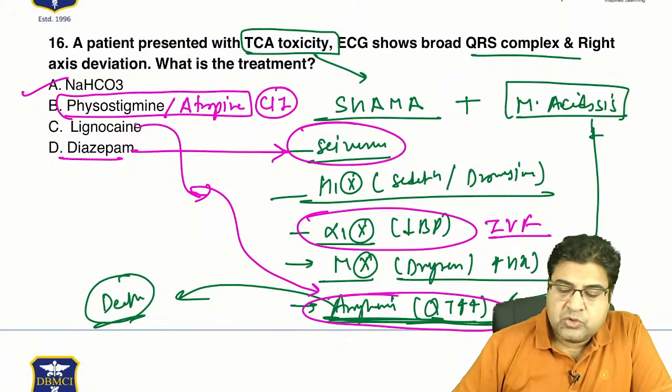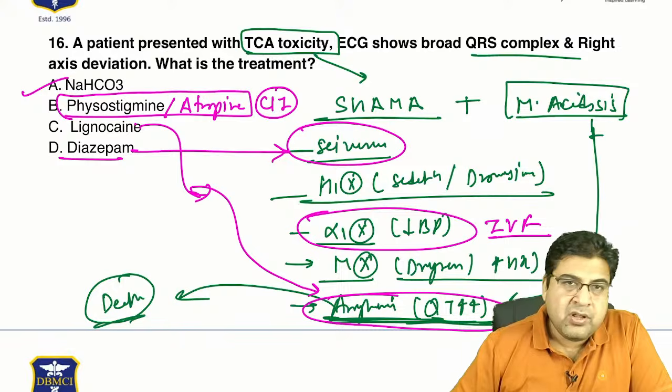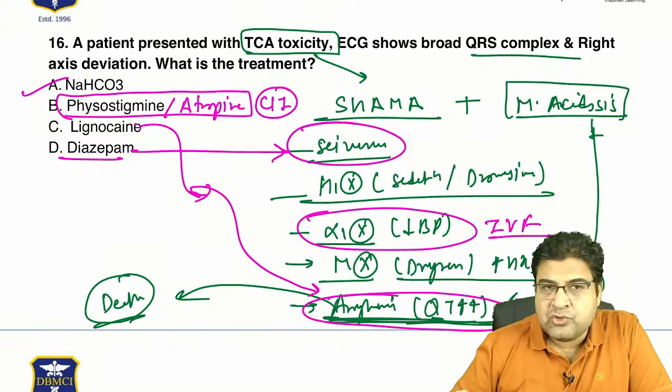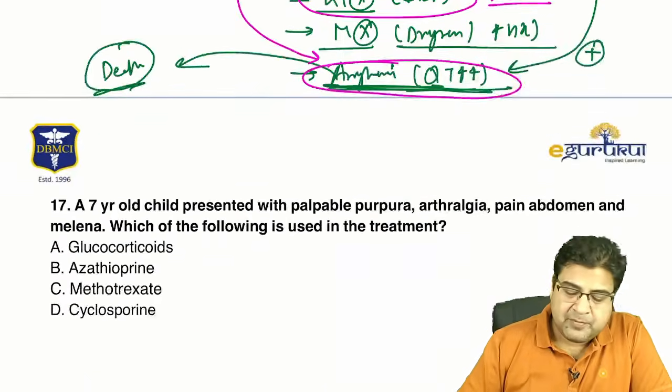Diazepam for seizure, sodium bicarbonate as antidote, but physostigmine and atropine are contraindicated. So in this question, if they ask you which drug is not given, the answer is physostigmine.